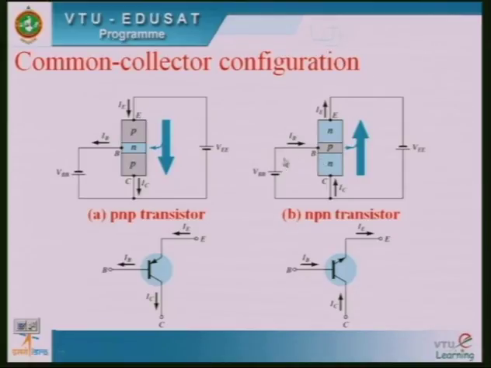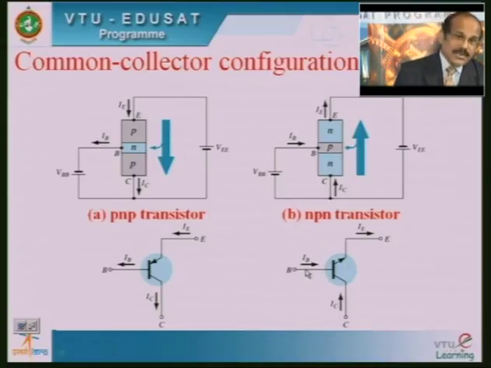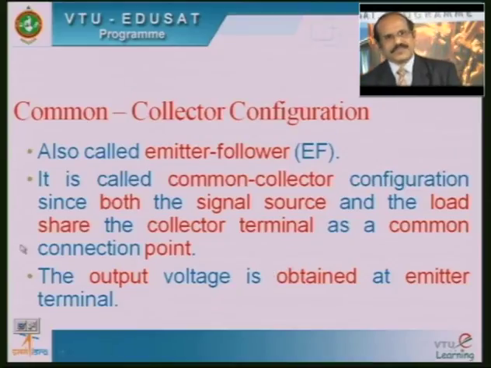And apart from that, you can see that the input junction, that is the base collector junction, is forward biased by connecting the P layer to the positive terminal of VBB with reference to the collector. Similarly, the emitter collector junction is reverse biased by connecting the emitter to the negative terminal of VE with reference to the collector here. This is the symbol of the PNP transistor in common collector configuration, and this is the symbol of the NPN transistor, using common collector configuration.